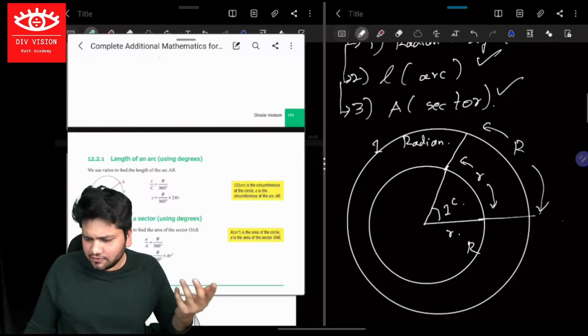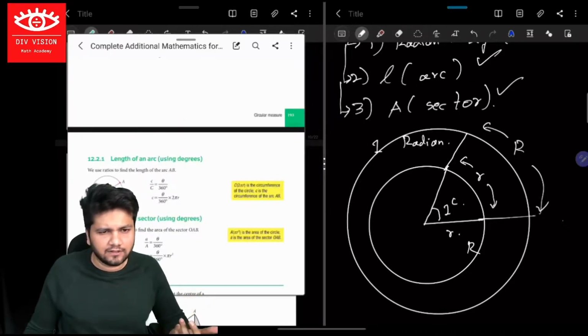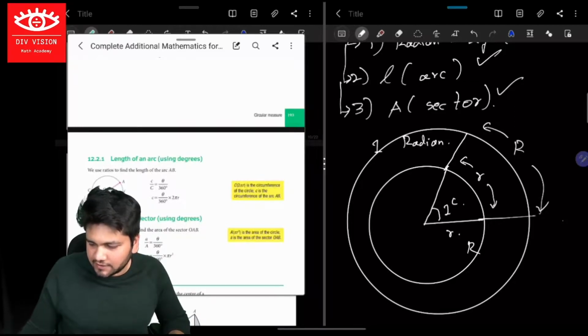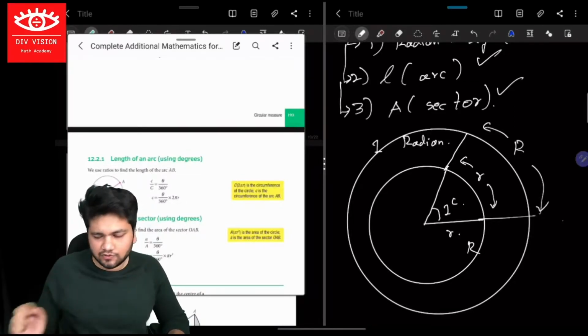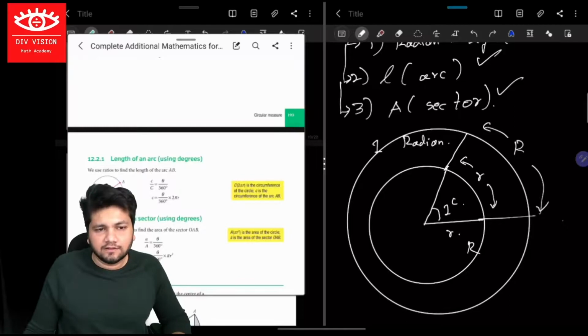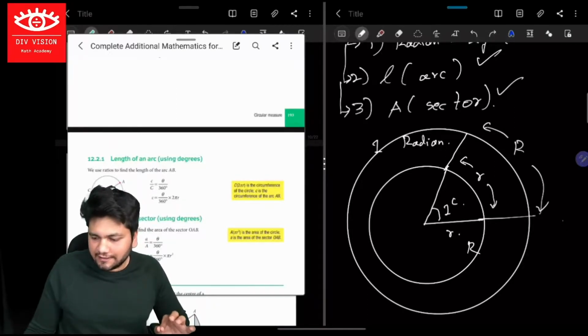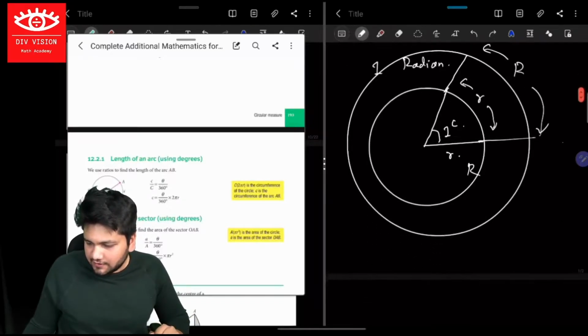So traditionally we used degrees as our measurement for angles, but from now on we are going to use radian as our angular measurement. So anyways, let's move further.